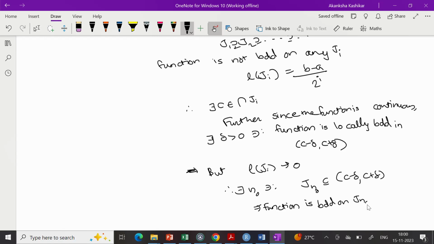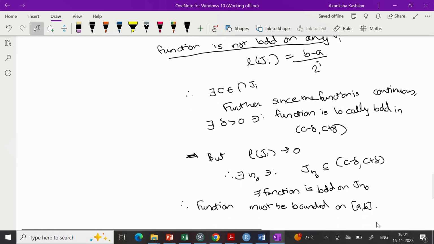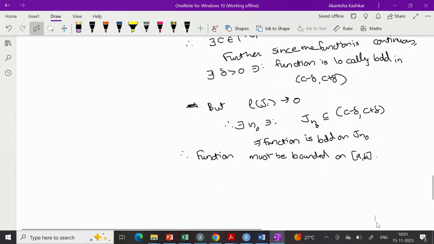Okay, this would imply the function is bounded on J_n0. And that is a contradiction because we already said the function is not bounded on any J_i. Therefore, the function must be bounded on the entire [a, b]. So this is a proof of the bounded part.